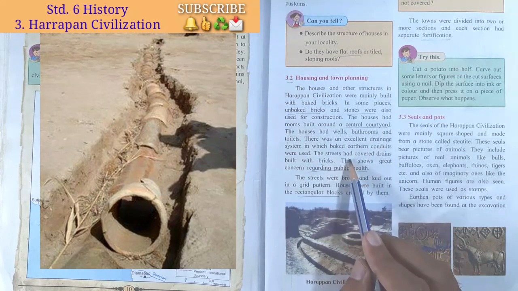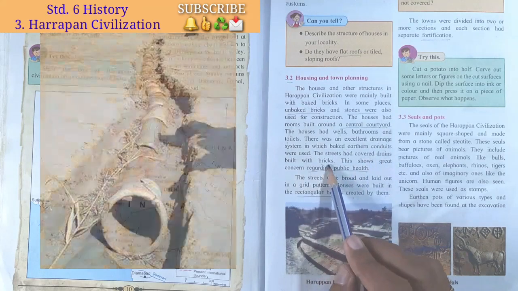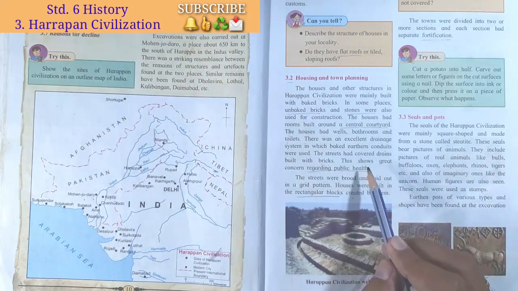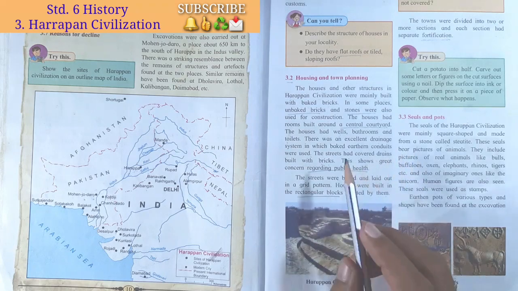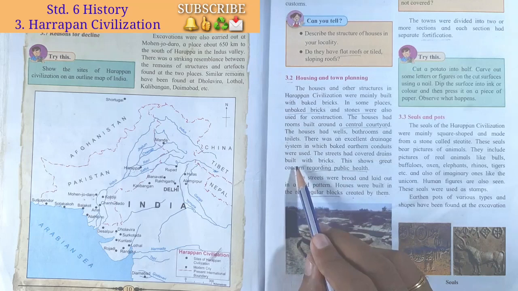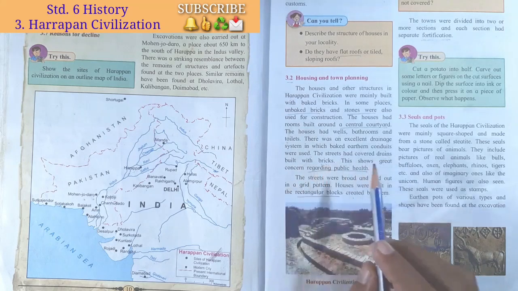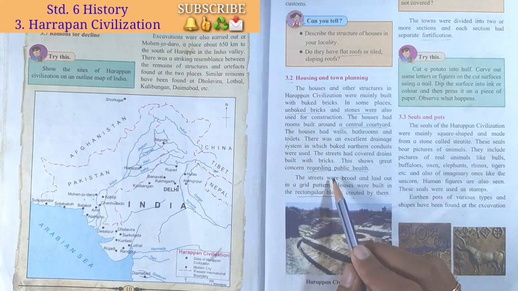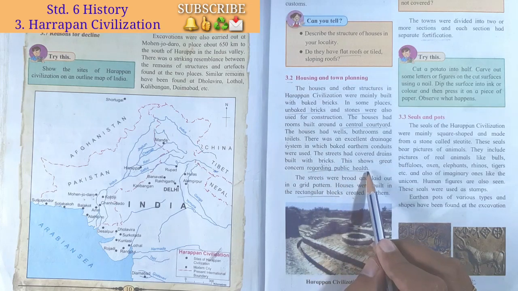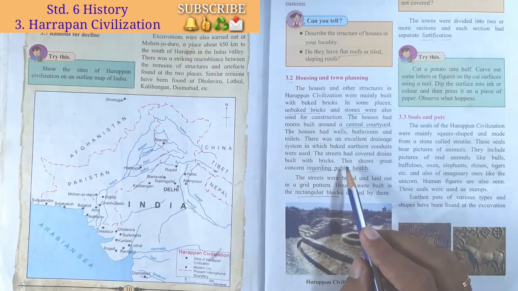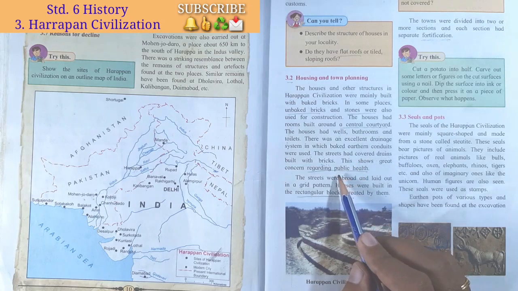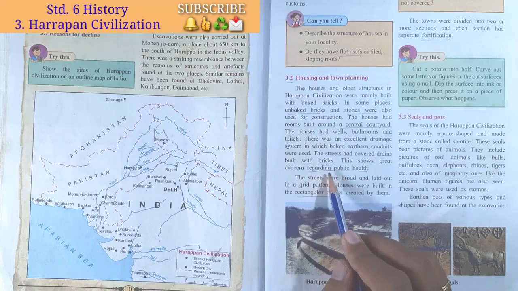Okay, the streets had covered drains built with bricks. Yes students, nowadays also we have drains, and the drains are covered with concrete, but at that time these drains were covered with bricks only. They were built with bricks. Students, these show great concern regarding public health. So all these things show us that the Harappan civilization was very much concerned about public health.